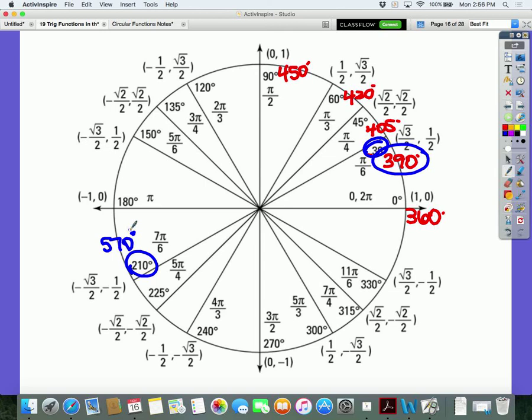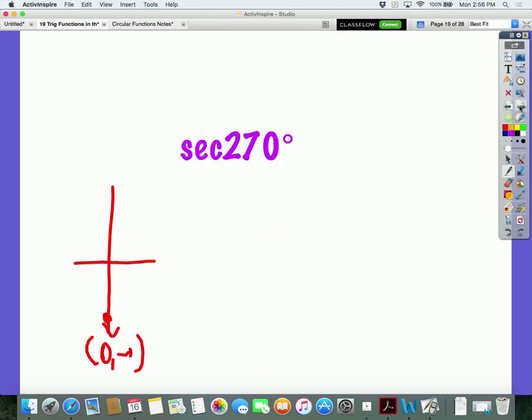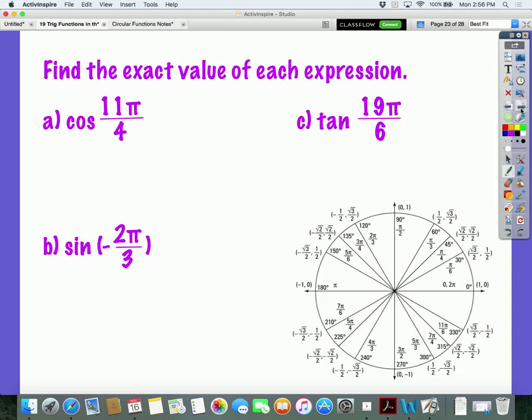Okay? And it works for all the other ones, all right? So now you can find the sine, cosine, tangent, cosecant, whatever, of any angle. You just have to find its coterminal angle, okay? So let's look at a few together, and then we're going to do some on your whiteboards. Such as this one, okay?